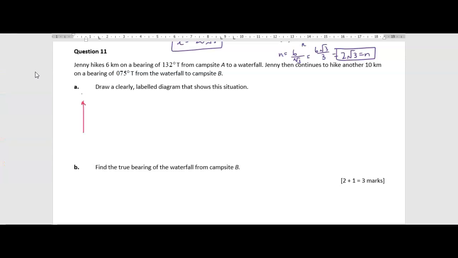bearings first. So we've got north up there. So we're going to be going 132 degrees. So remember, north is at 0, east is 90, south is 180, and then west is 270. So we're going 132 degrees. So we're going down in this direction. So I'm going to redraw it just over here. And that's 6 kilometers, from campsite A to a waterfall. Let's just rub it out and start again.